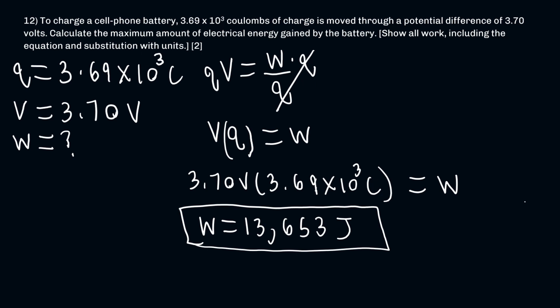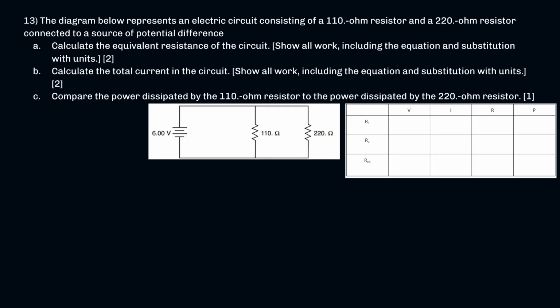So let's move into our next example. So example number 13 in your packet. The diagram below represents an electrical circuit consisting of a 110 ohm resistor and a 220 ohm resistor connected to a source of potential difference.